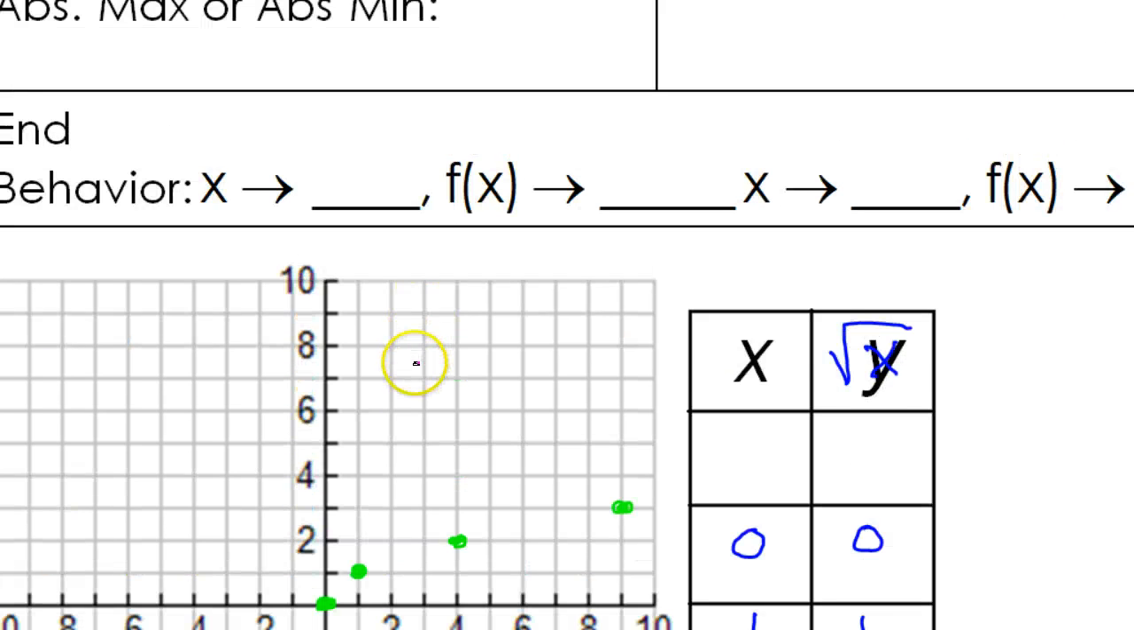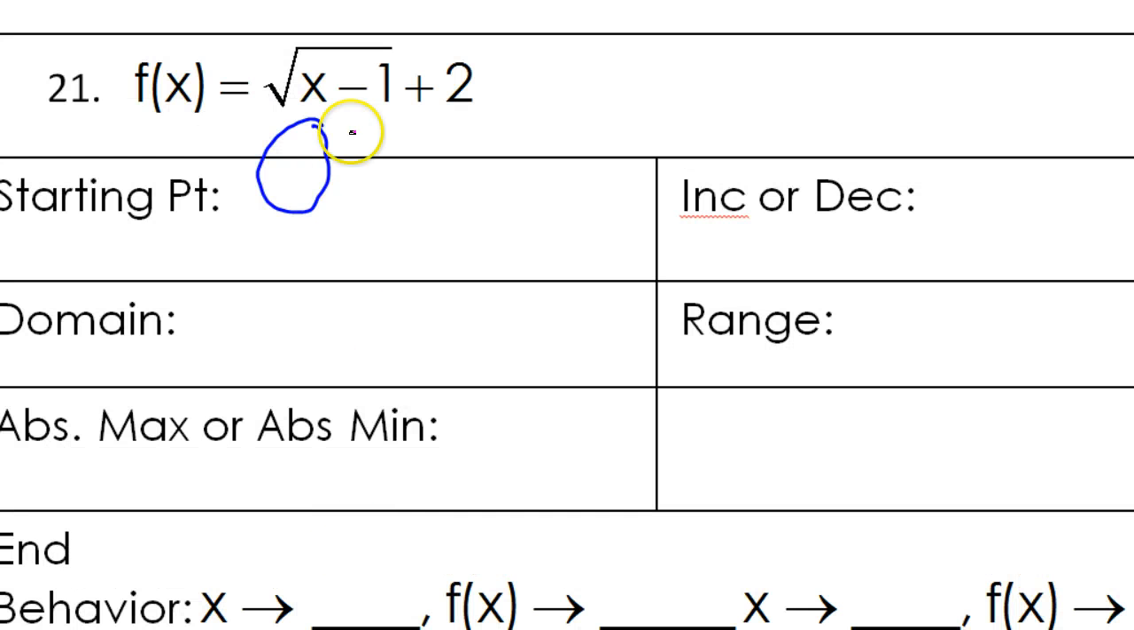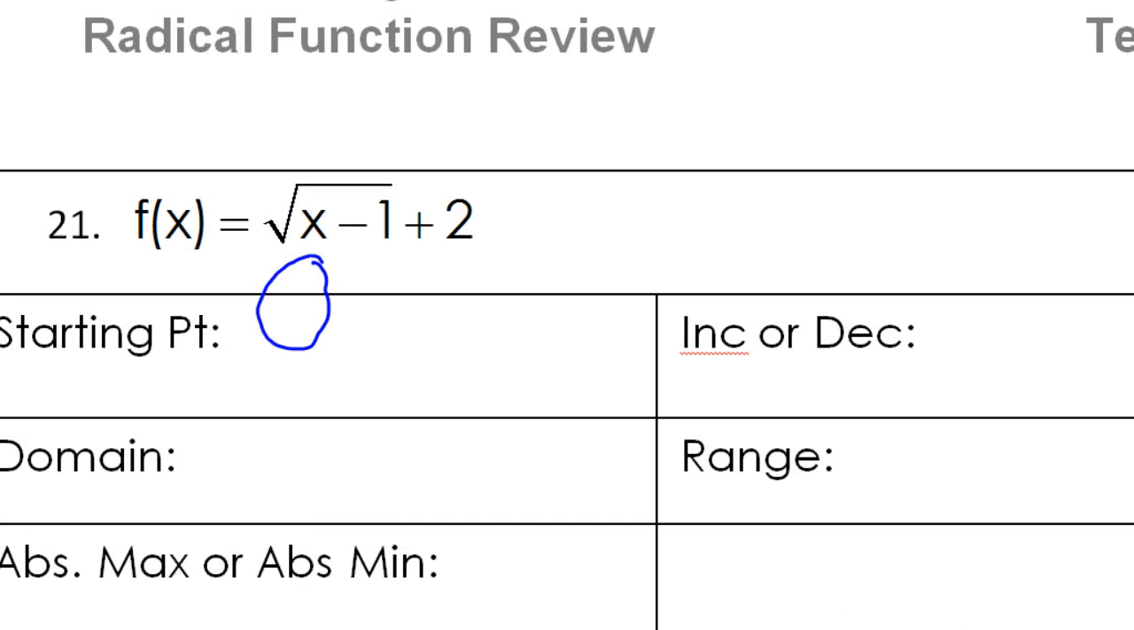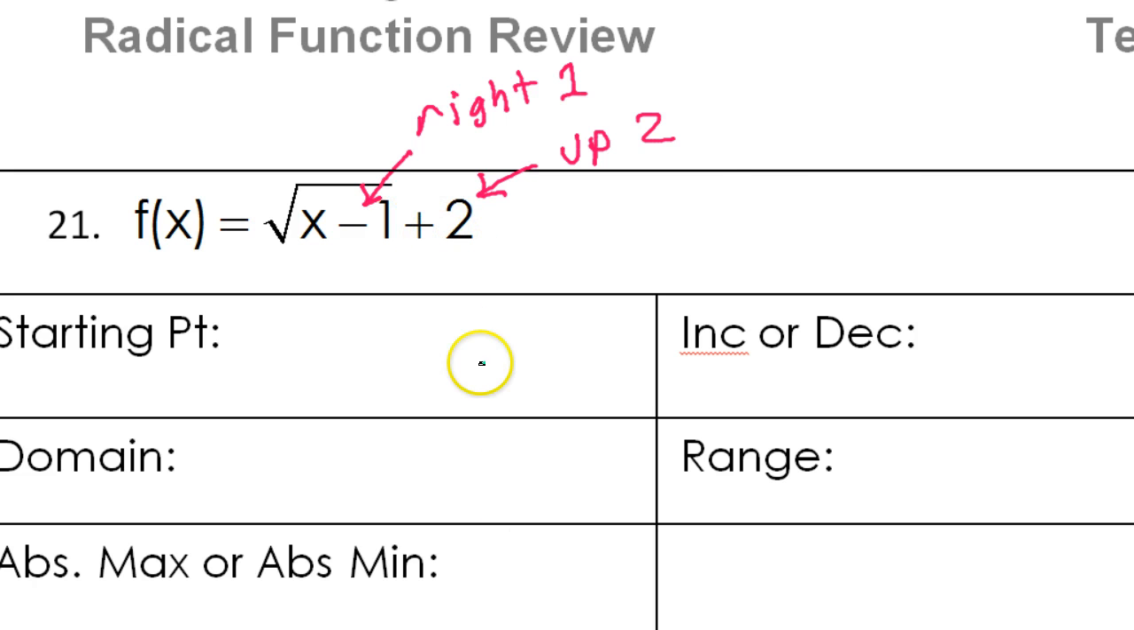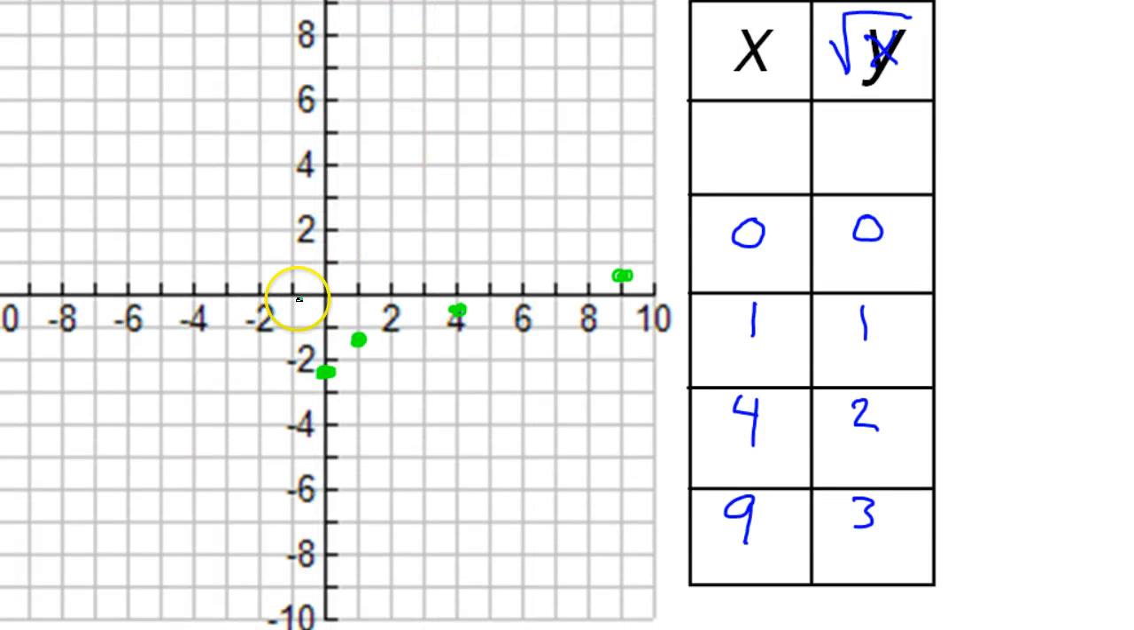Alright, but now it's time to do those transformations. So the transformations are, this -1 is going to take us to the right 1, and this +2 is going to take us up 2. So right 1, up 2. So let's move. Why is this shifting around?